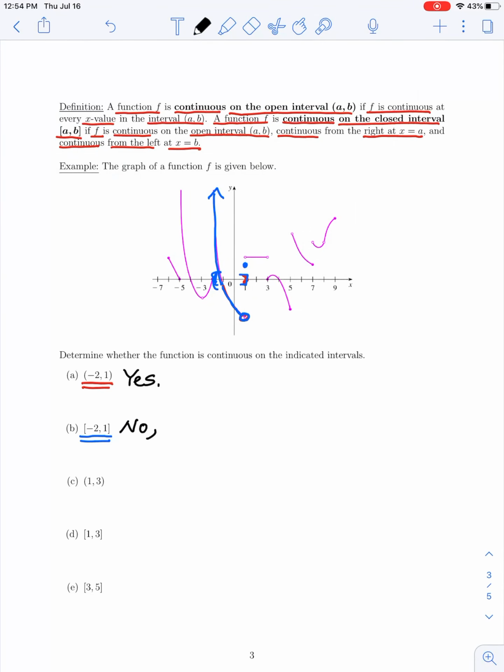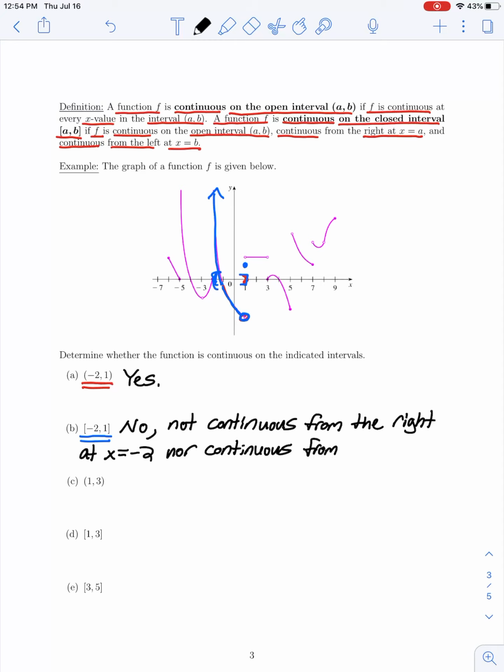So here we would say, no, this function is not continuous on the closed interval. It is not continuous from the right at the left endpoint, x equals -2, nor continuous from the left at the right endpoint, x equals +1. So let's look at another one. In part C, we're considering the open interval from 1 to 3.